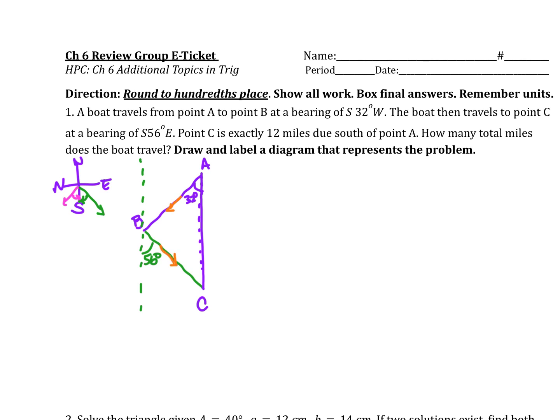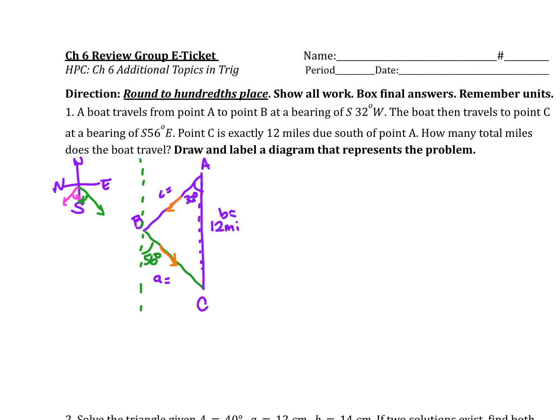We do know that point C is exactly 12 miles due south. So here's 12 miles, and that is opposite of angle B, so lowercase b. We'll need to find c, and we'll need to find a. So we have the angle out here, but we don't have another angle in here, but we could figure that out. We have this line here, our north-south line here with A and C, and this vertical line here at B.